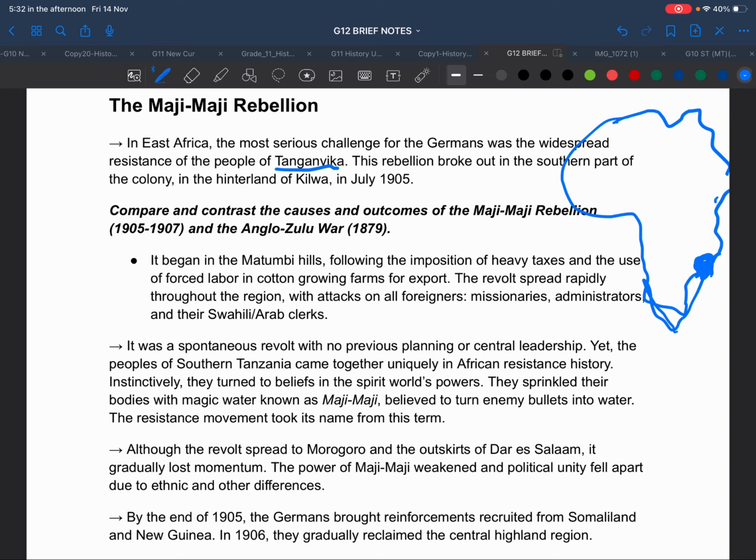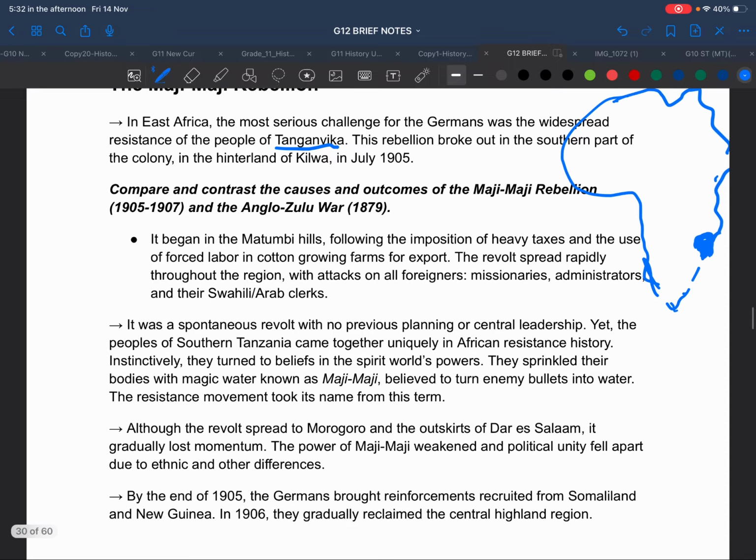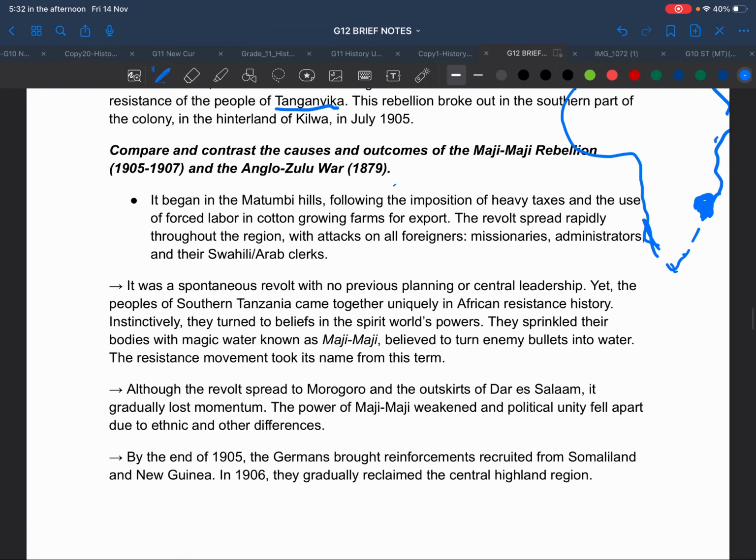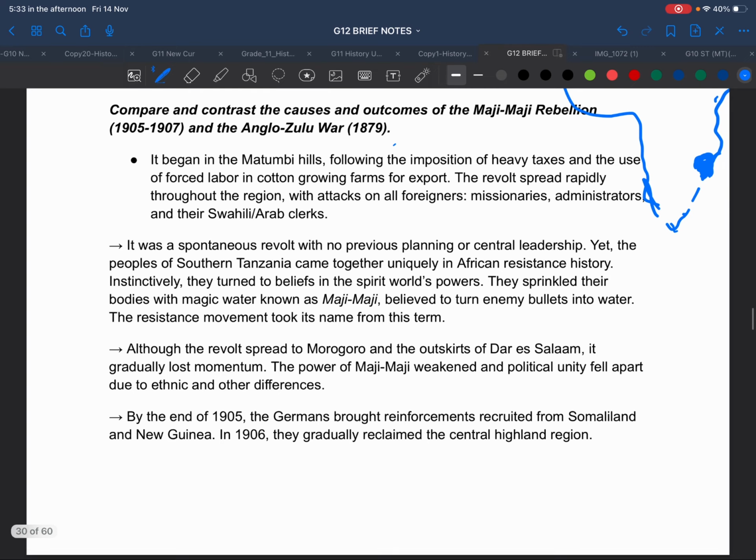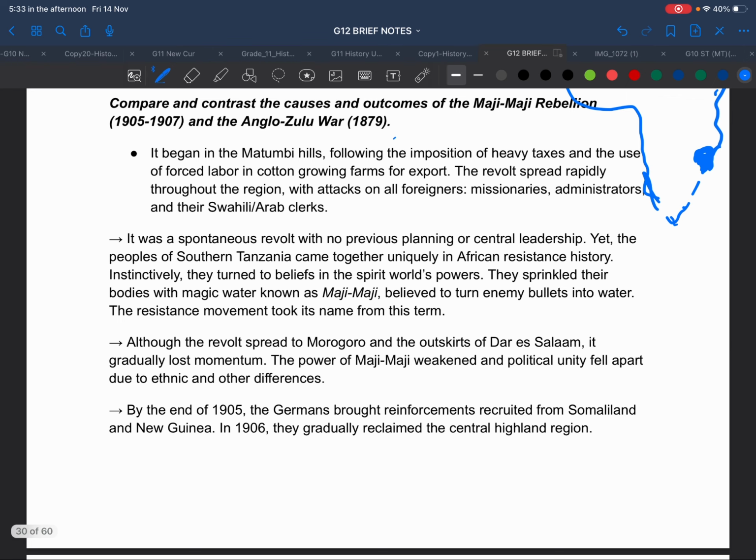The coastal part was called Zanzibar. The mainland was called Tanganyika. This rebellion broke out in the southern part of the colony in the hinterland of Kilwa in July 1905. Try to answer this: compare and contrast the causes and outcomes of the Maji Maji. Do it by yourself. You can even discuss with your mates, with your friends.